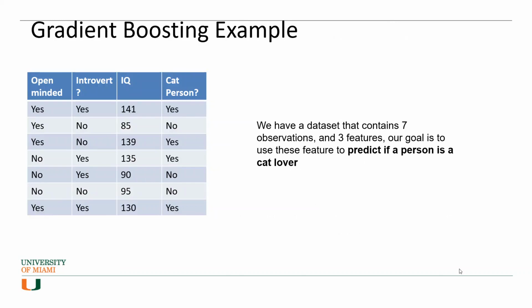Let's see how the gradient boosting works using an example. In this example, we have a data set that contains 7 observations and 3 features. As you can see, the features are open-mindedness, whether or not the person is an introvert, and the IQ of the person. And we want to predict the outcome, which is whether or not the person is a cat lover. So again, we're going to have 7 observations, 3 features, and 1 outcome to classify.